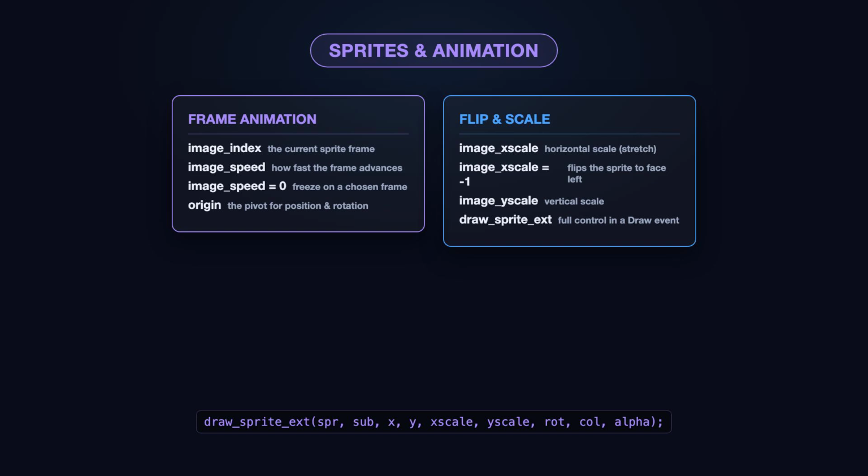To flip or scale a sprite, you use image_xscale and image_yscale. Setting image_xscale to -1 flips the sprite horizontally, that is how you make a character face left or right without a second sprite. And when you need full control in a Draw event, draw_sprite_ext lets you pass the sprite, the frame, position, x and y scale, rotation, a blend color, and alpha, all in one call.